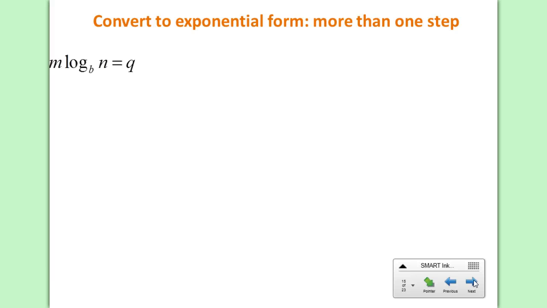Converting the exponential form when there's more than one step. Okay, well, if I had m log n base b equals q, well, sometimes you've got to move stuff around so that you can convert it to exponential form. So you've got to get rid of these coefficients. So now you say, oh, just get the log by itself. Now that I've got the log by itself, oh, this is the base. This is the base, this is the exponent, this is the number.